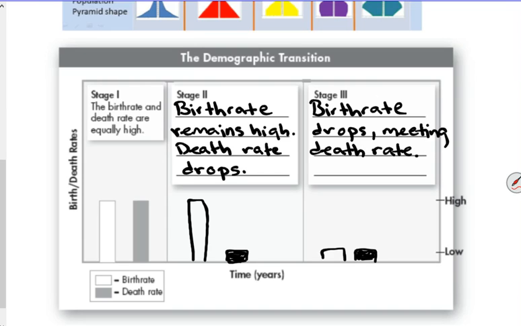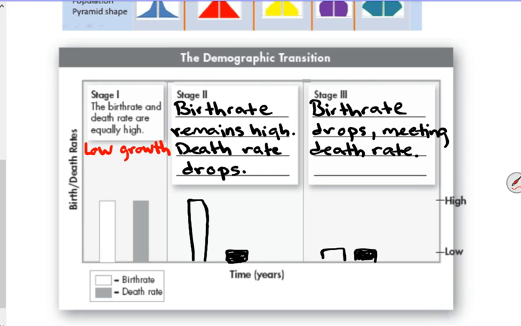Okay, now the other thing you need to understand is we've talked about birth rate and death rate, but what effect does that have on the overall growth? Is stage 1 going to be a high growth rate or a low growth rate? Stage 1, high or low? A lot of people are being born, but a lot of people are dying too. So that's going to be a low growth. This is a low growth situation.